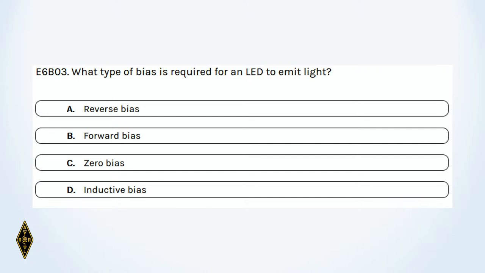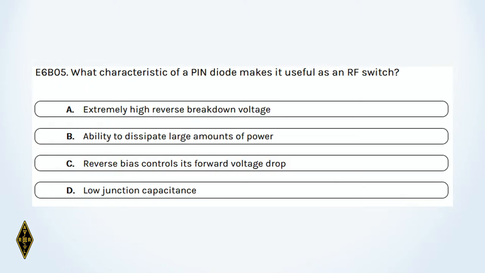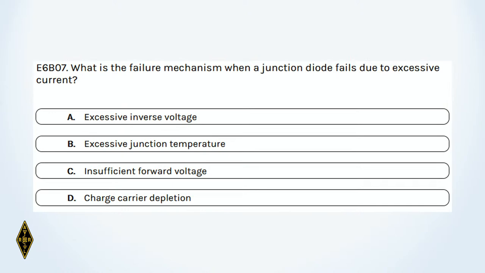Beta. Forward bias. And what type of semiconductor device is designed for use as a voltage-controlled capacitor? Alpha. That's a varactor. And what characteristic of a pin diode makes it useful as an RF switch? Delta. Yeah, when it's not biased forward, it's got a very low capacitance, very low coupling across. So, yep. And what is the failure mechanism when a junction diode fails due to excessive current?